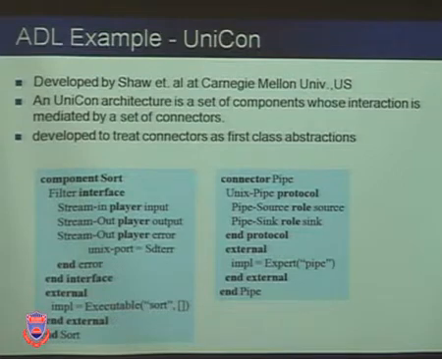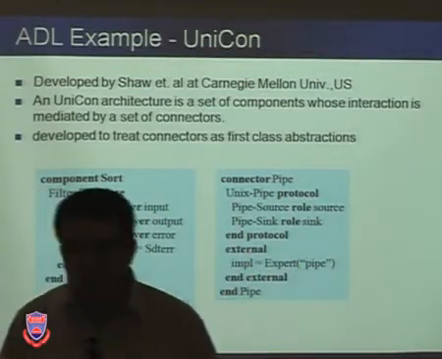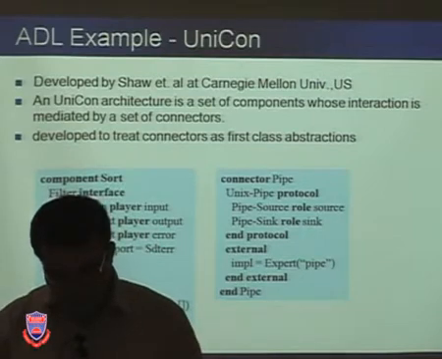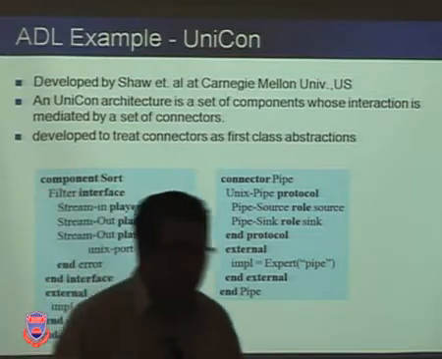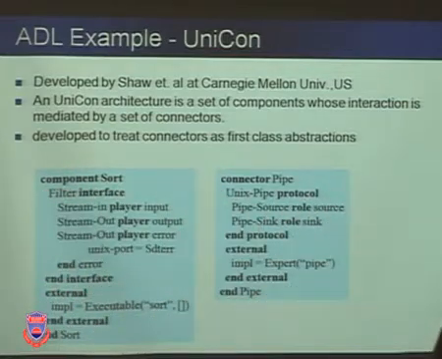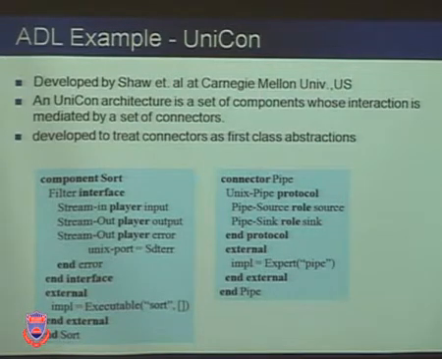Unicon is another example. Usually the same mechanisms pop up. So what did we say? ADLs consist of components, connectors, configurations, etc. And in all these ADLs, we typically see the keywords component, connector, like also in Unicon, developed by Mary Shaw et al. at Carnegie Mellon.